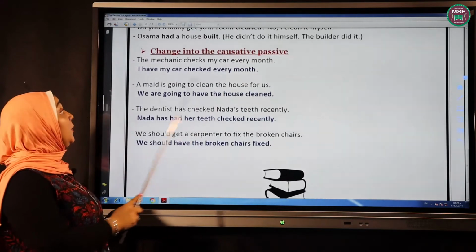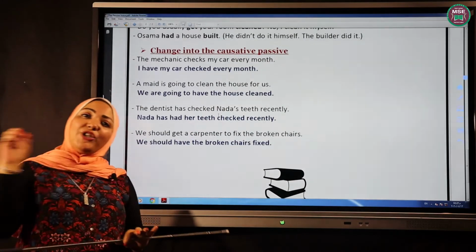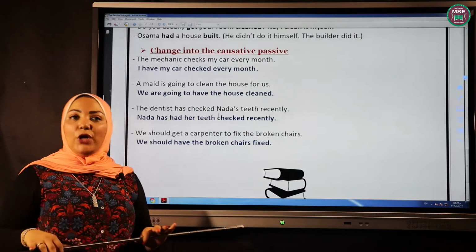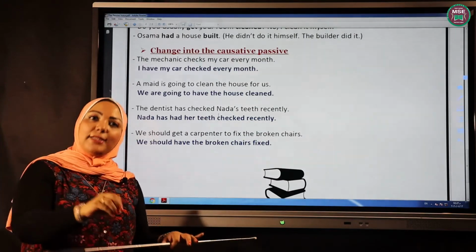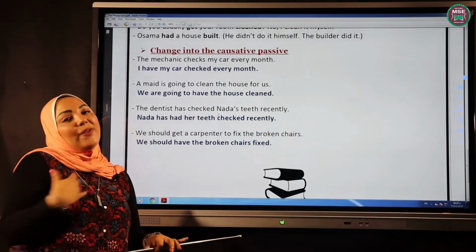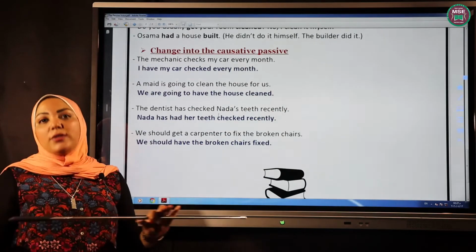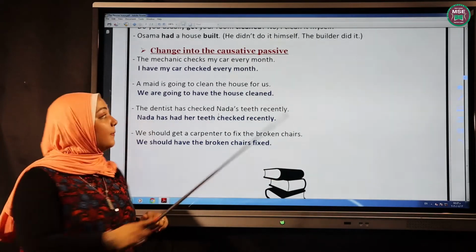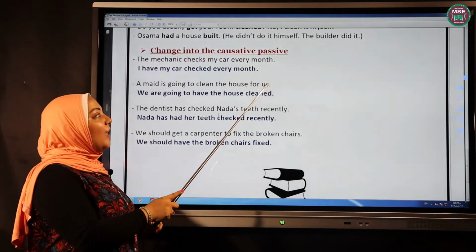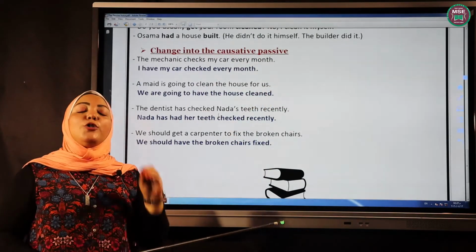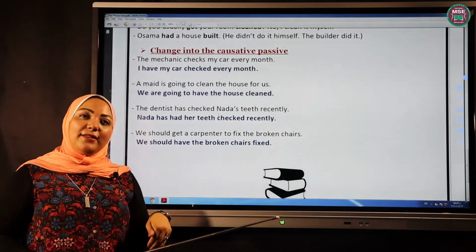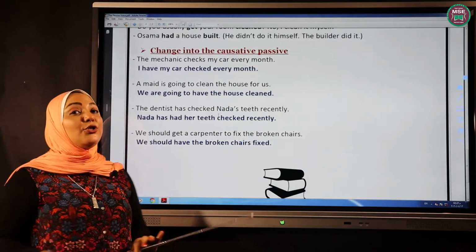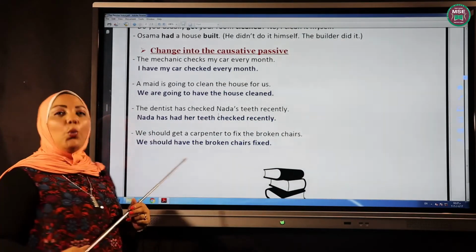Then, another example. A maid is going to clean the house for us. Okay, so we get a maid in order to do something for us. We are not the ones that will do this. So who is the person that will get the service? Us. Okay, and us here is an object pronoun. So when we start with it at the beginning of the sentence, it will be a subject, so it will be changed into we.